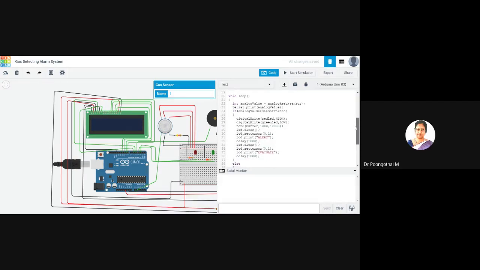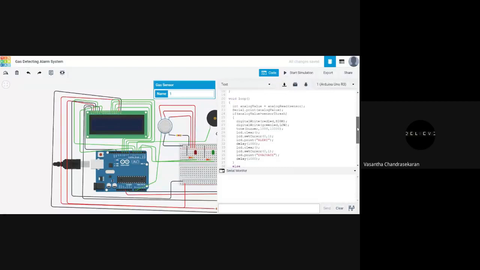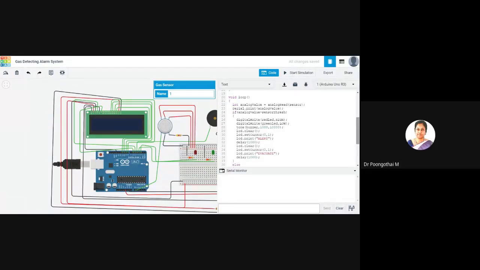So what is the maximum value? Your threshold value was 500. What is the maximum, 400 ppm? Ma'am, it varies according to different sensors. So here for MQ2, we can set the threshold from 400 to 800, ma'am. Okay. For this type of gas sensor.